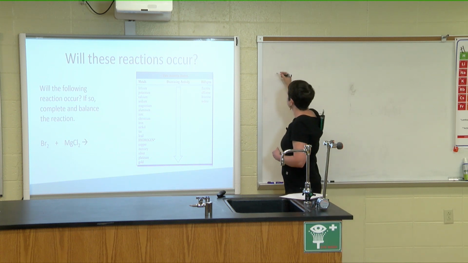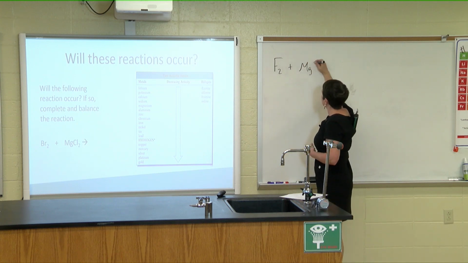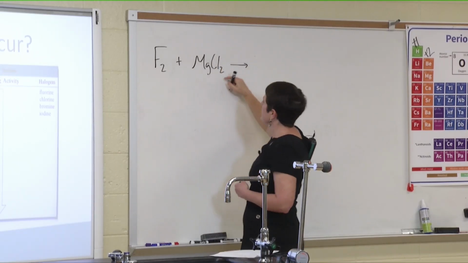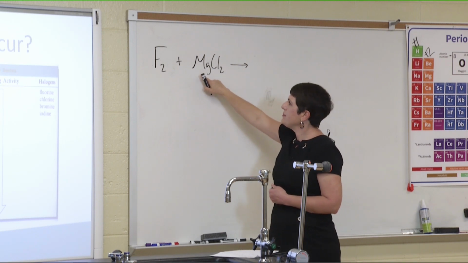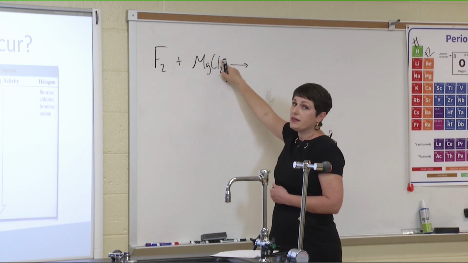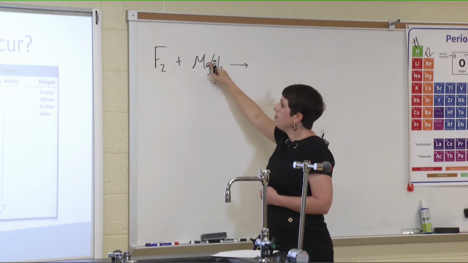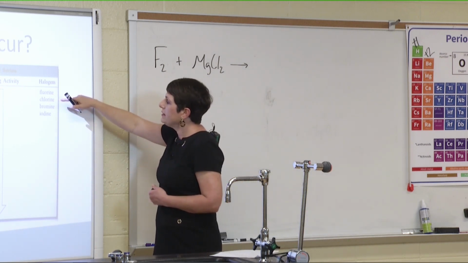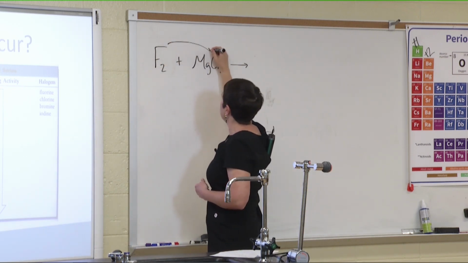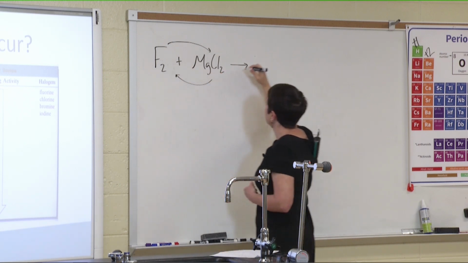So if you had, let's say, F2 plus MgCl2. Now that 2 is not there because it's a diatomic molecule. It's there because the charge of the magnesium is +2. The chloride ion is -1. All right? But fluorine is above chlorine. So the fluorine would go in, kick out the chlorine.